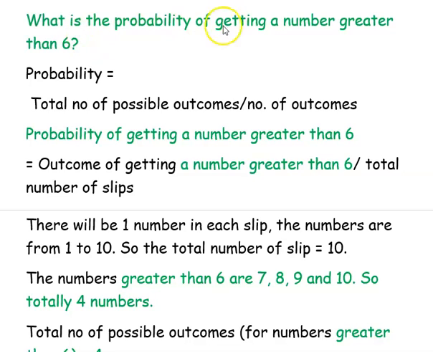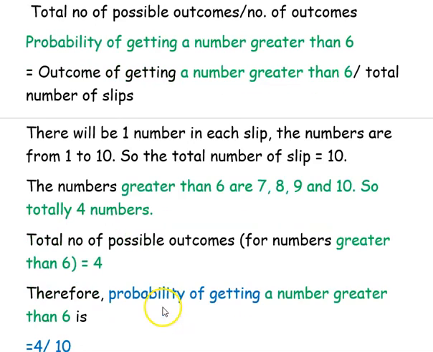Next question is, what is the probability of getting a number greater than 6? So now you want to find all the numbers in the slips which are greater than 6, and then apply the probability formula. So totally we have 10 slips, and the numbers in the slip that are greater than 6 are 7, 8, 9 and 10. So totally we have 4 numbers. So the total number of possible outcomes for a number greater than 6 is 4.